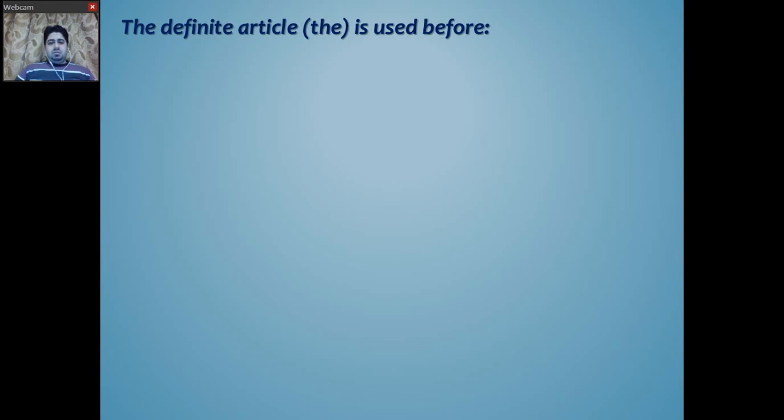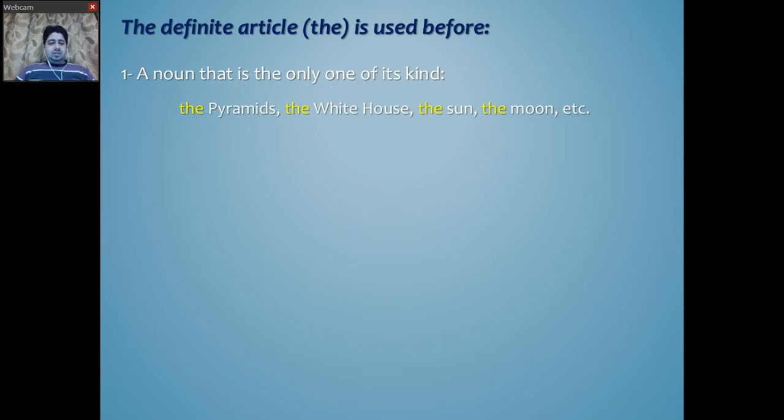Now, when do we use the? One, for a noun that is only one of its kind. There is only one thing in the world with this name, so we use the. For example, the pyramids. There are only the pyramids in Egypt that we know. There are no pyramids in any other part of the world except in Egypt, so they are known, they are specific. Or for example, the White House. It's a very famous building in America.